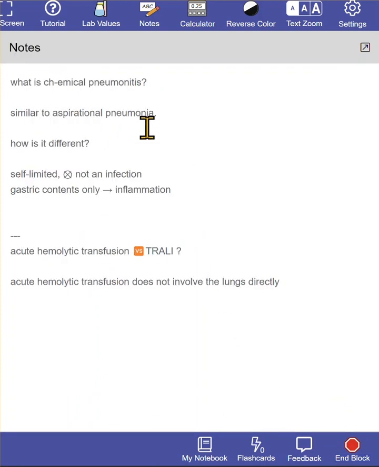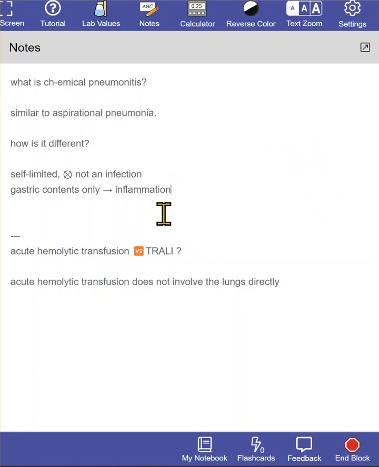So what is chemical pneumonitis? It is not aspirational pneumonia, but it is similar to aspirational pneumonia. So how is it different? Chemical pneumonitis is when you get a chemical into your lungs causing inflammation, causing a problem. This is not aspirational pneumonia where you're getting an infection from the bacteria that exists in your GI tract. This is not an infection. This is a pneumonitis. This is an inflammation due to chemicals specifically, not due to pathogens. So how is it different?